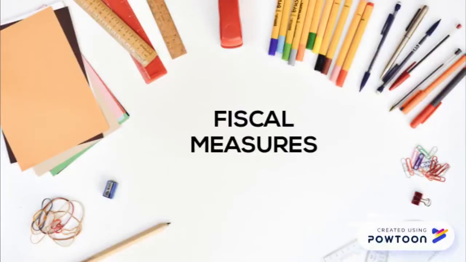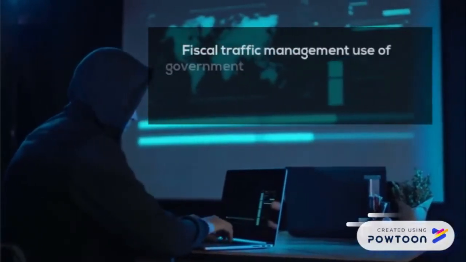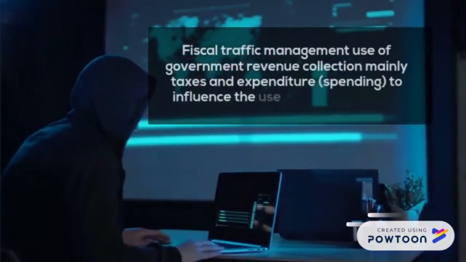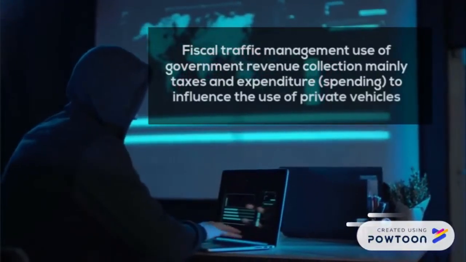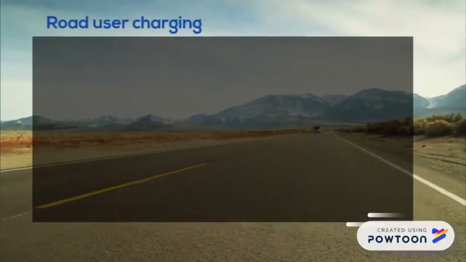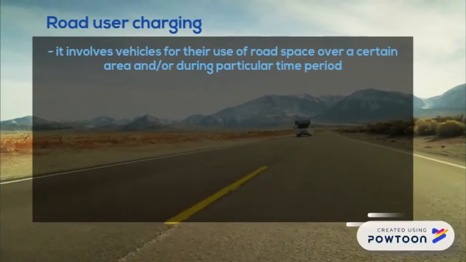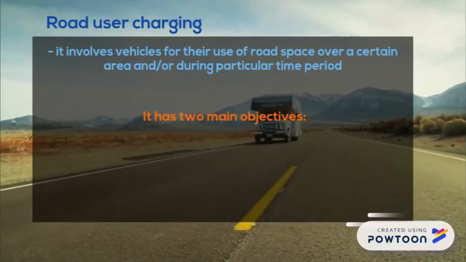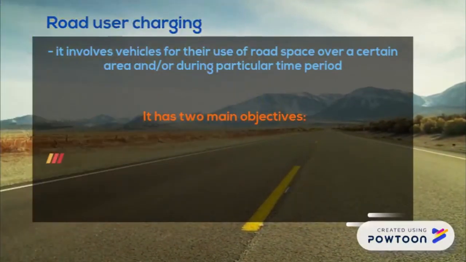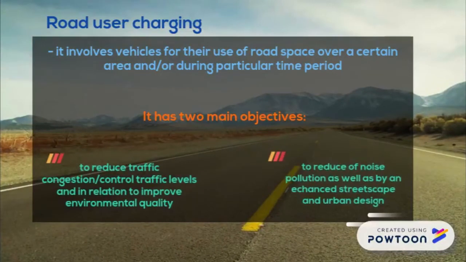The final one is the fiscal measures. Fiscal traffic management is the use of government revenue collection, mainly taxes, and expenditure, spending, to influence the use of private vehicles. First example is road user charging. It involves charging vehicles for their use of road space over a certain area and/or during a particular time period. It has two main objectives: to reduce traffic congestion and control traffic levels, and in relation to that, to improve environmental quality and to reduce noise pollution.